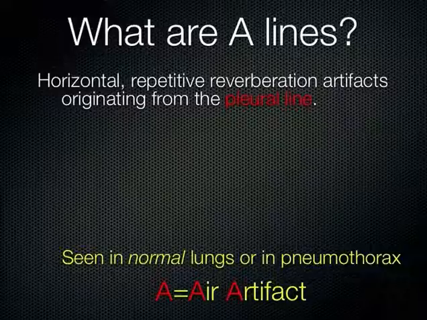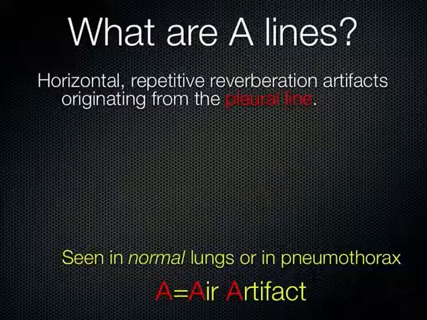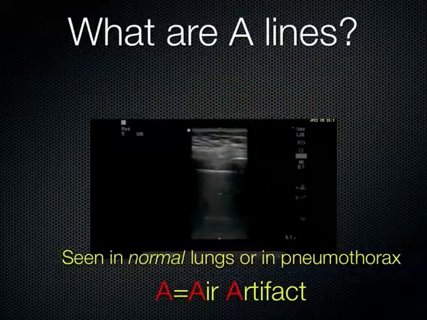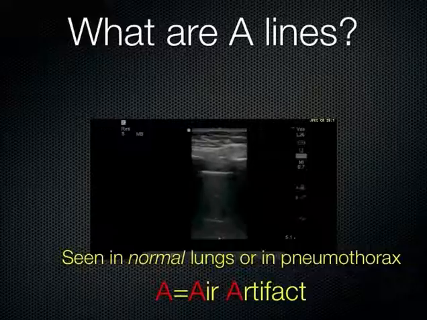You can see A lines in normal lungs or in pneumothorax because A just means air. It doesn't tell you where the air is, it just tells you there's air. The air could be in the lung in a normal situation or it could be outside the lung in a pneumothorax. So to show you what we're looking at here, this is the chest wall. This is obviously a high frequency probe.